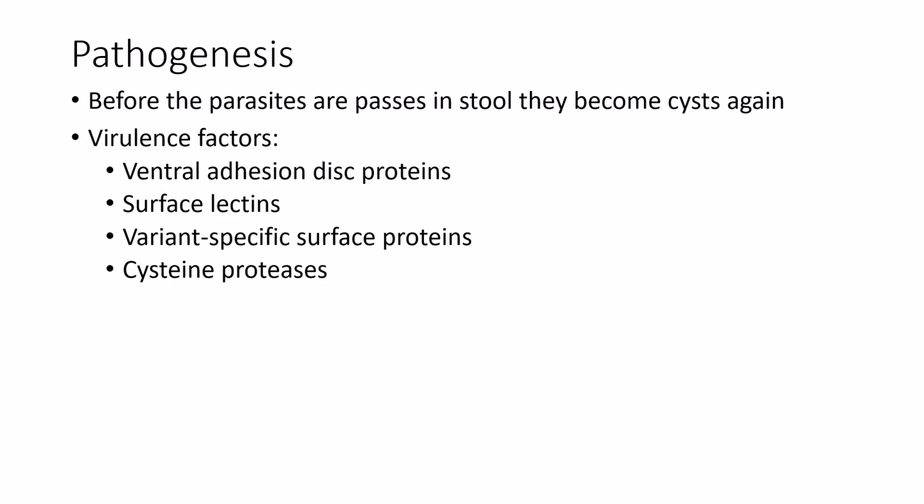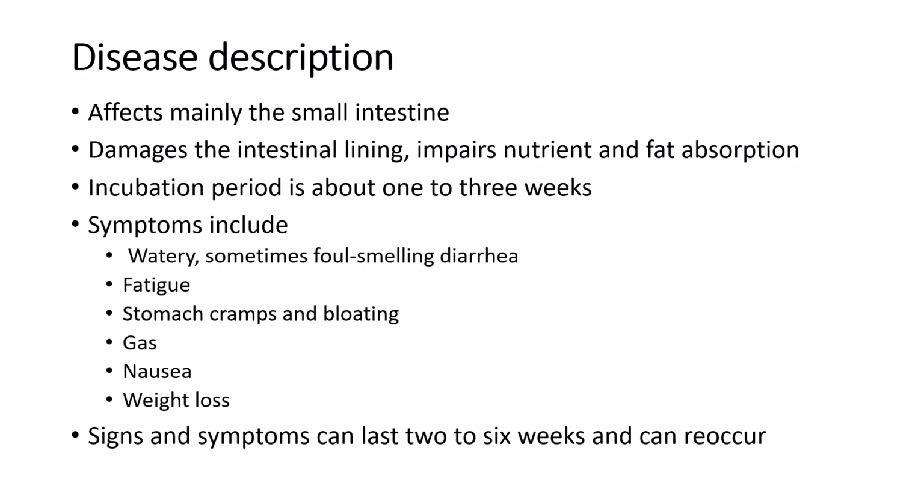And then cysteine proteases. These enzymes degrade host proteins, including mucin, tight junction proteins, and immunoglobulins, contributing to the parasite's ability to colonize the intestines and further evade the immune response. Disease description. This disease mainly affects the small intestine. It damages the intestinal lining, impairs nutrient and fat absorption.